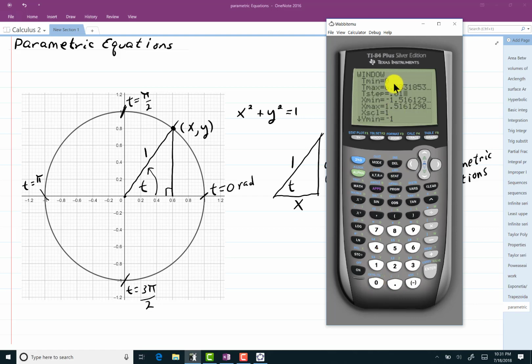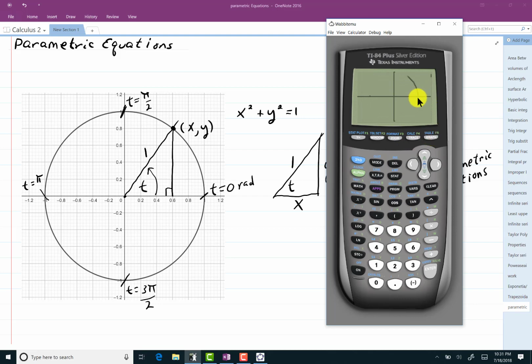So if by putting t-step 0.01, it's going to take values at every point 0.01. So it'll go 0, 0.01, 0.02. Before it would take it in larger chunks. Now when you graph, it'll be a lot slower. But look how it's drawing.